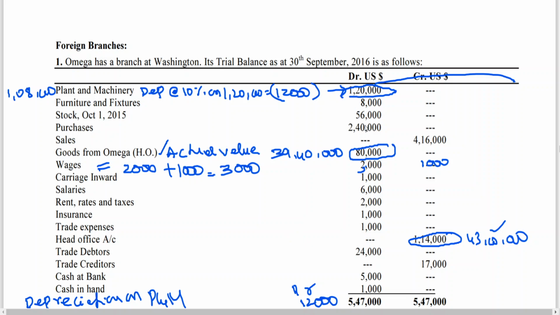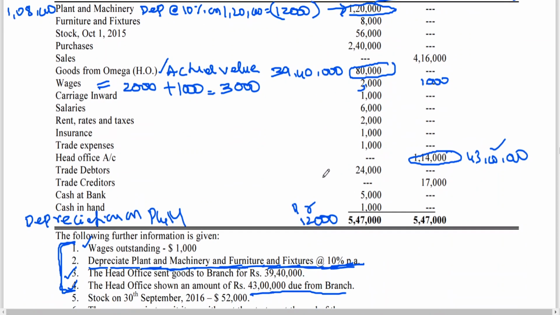Same is the story of furniture and fixtures. Furniture and fixtures also, what is it saying? 10%. Again depreciation at the rate of 10% on 8,000, coming to how much? 800. This 800 you deduct, it will become 7,000. Depreciation on plant and machinery, debit side. Depreciation on furniture also $800.